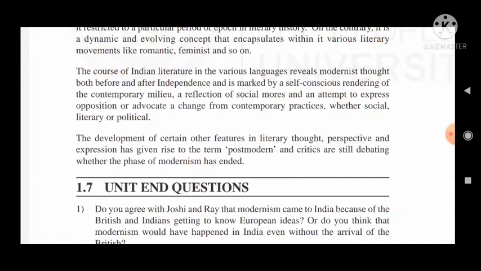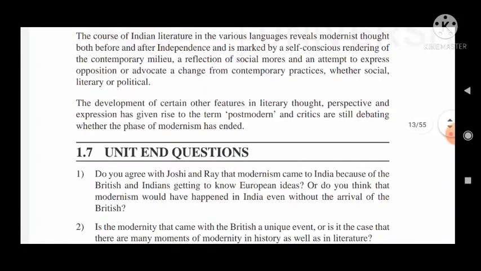So, here is the main paragraph. The course of Indian literature in the various languages reveals modernist thought both before and after independence, and it is marked by a self-conscious rendering of the contemporary milieu, a reflection of social mores, and an attempt to express opposition or advocate a change from contemporary practices, whether social, literary or political.